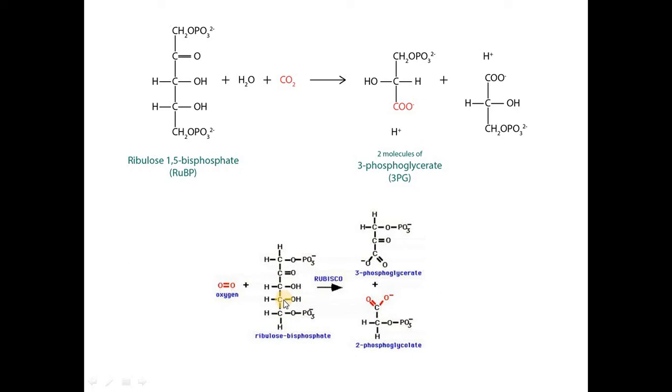When that happens, of course, that is bad. Instead of the normal scenario, where we have two 3PG molecules, when Rubisco adds oxygen to ribulose 1,5-bisphosphate, only one molecule of 3PG is created, and then you have this compound called 2-phosphoglycolate. Glycolate is actually toxic to plants. It is very toxic, and it can cause damage.